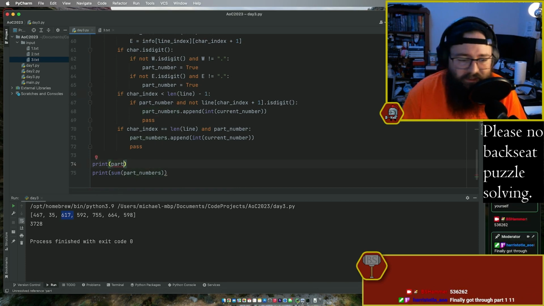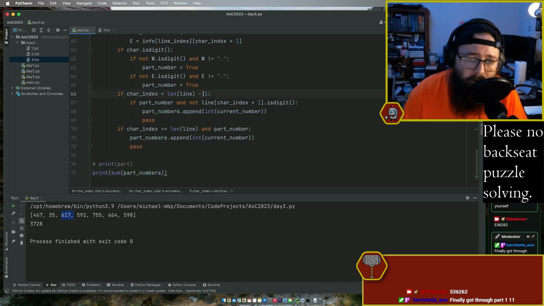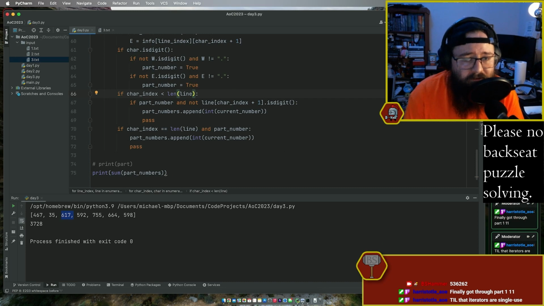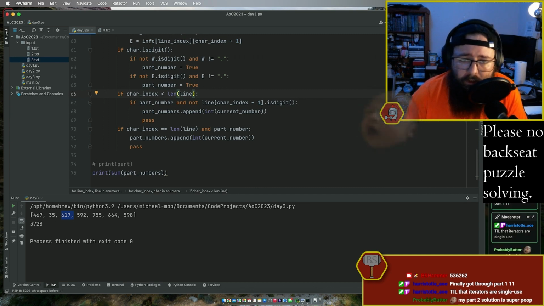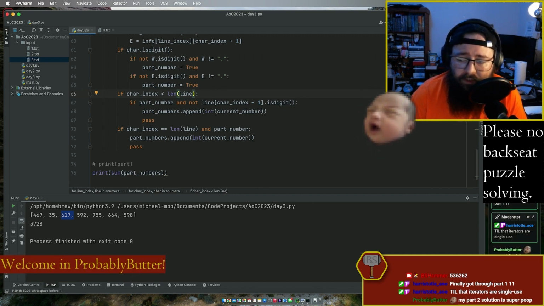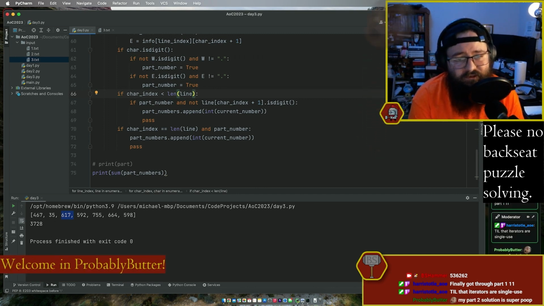Finally got through part 1. I'm almost there. I have a bug that I tried to avoid, but I tried to avoid it incorrectly. Today I learned that iterators are single use. Okay, my part 1 solution is super poop.